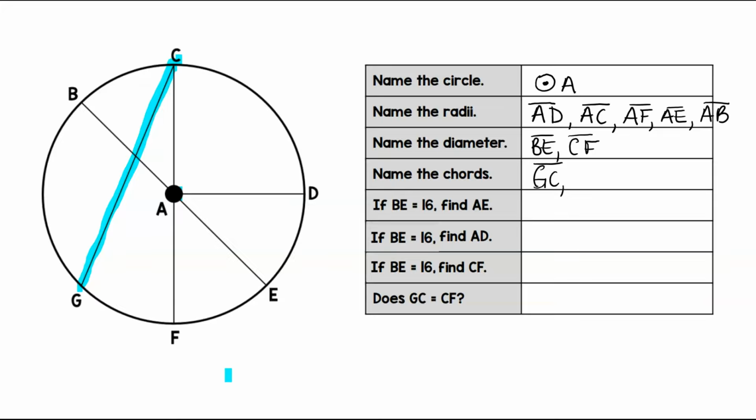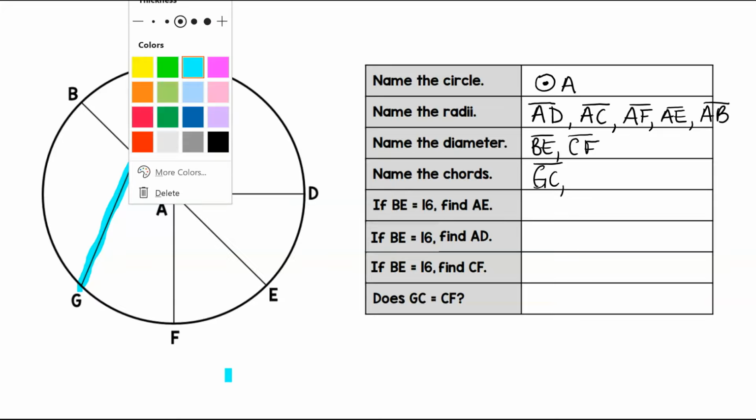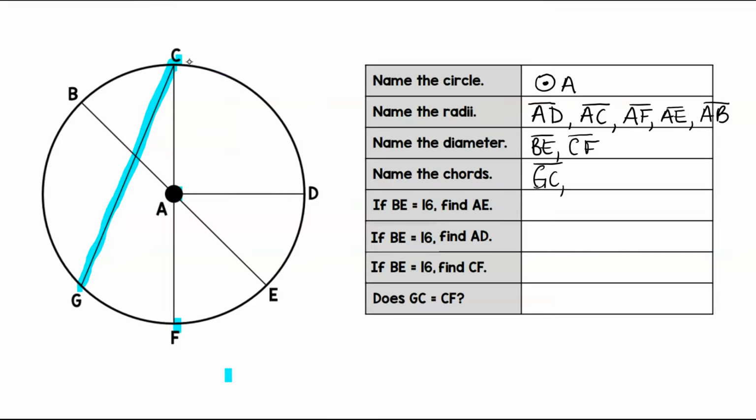Now, all diameters are also chords, but not every chord has to be a diameter, because by definition, you have to start on the circle and end on the circle. You don't have to pass through the center. It's just special that this one does. So FC, a diameter, is also a chord. And then, of course, we have the other diameter BE, which is also a chord. Remember, every diameter is a chord, but not every chord is a diameter.